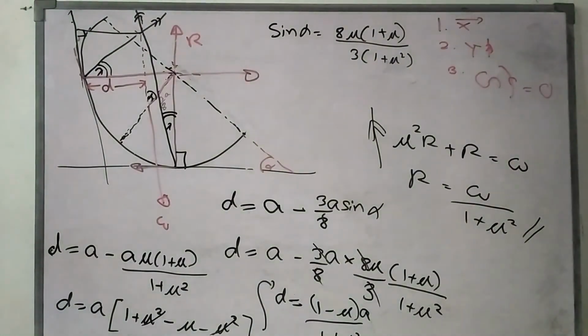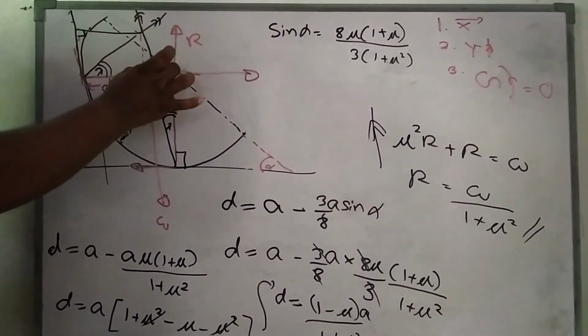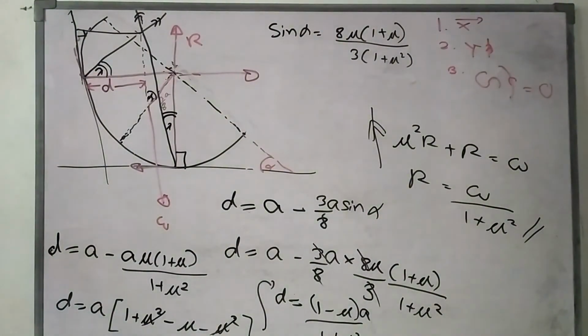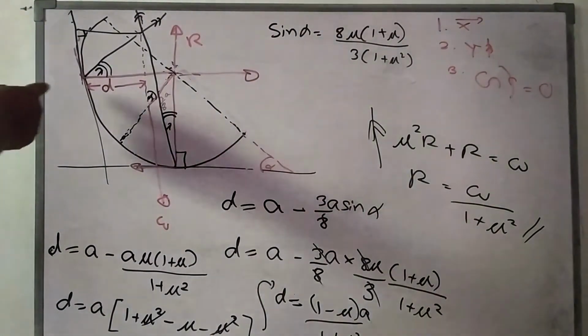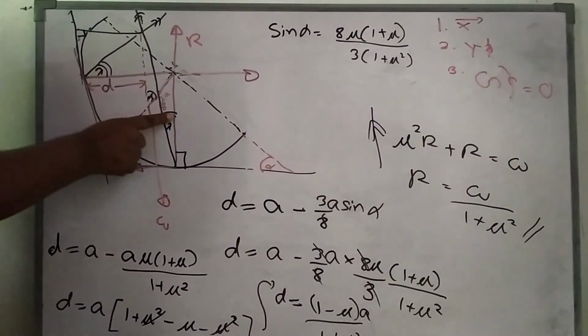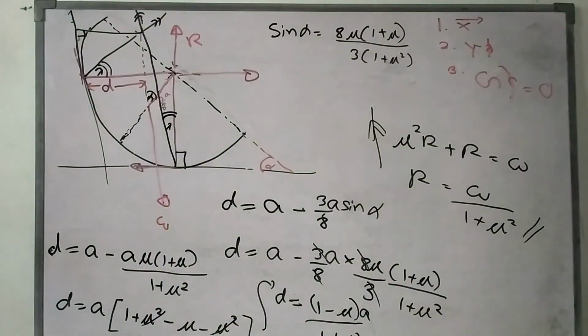Then we found the x component, the y component and one moment to reach the answer. So the last part was a minus 3a over 8 sine alpha. These are the lambdas, right? So the angle of friction.